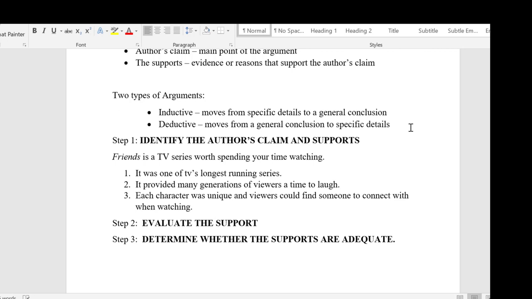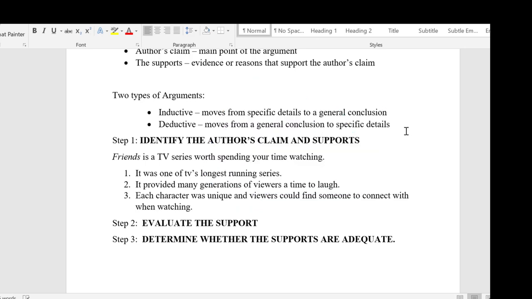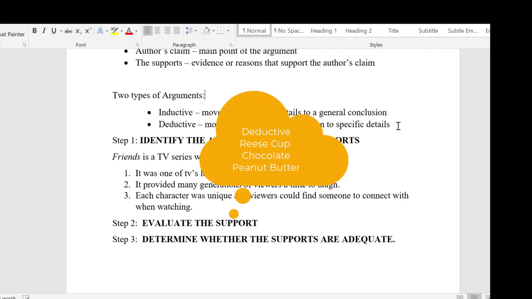An example would be if I say that I have peanut butter and chocolate covered together. Those are some specific details, and the conclusion that I can draw is that this is a Reese's cup. Just for a real simple example. And for a deductive argument, I would start with my conclusion, this is what a Reese's cup contains, and I would give those specific details that talk about peanut butter covered in chocolate.